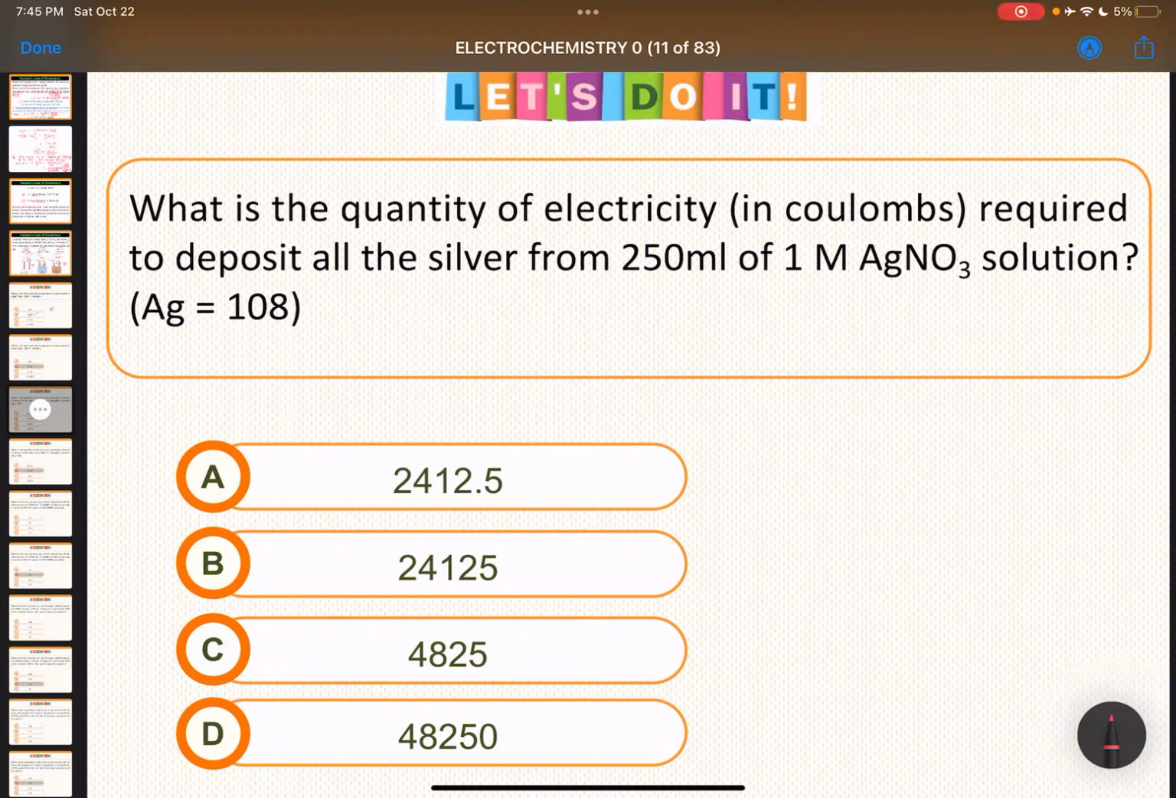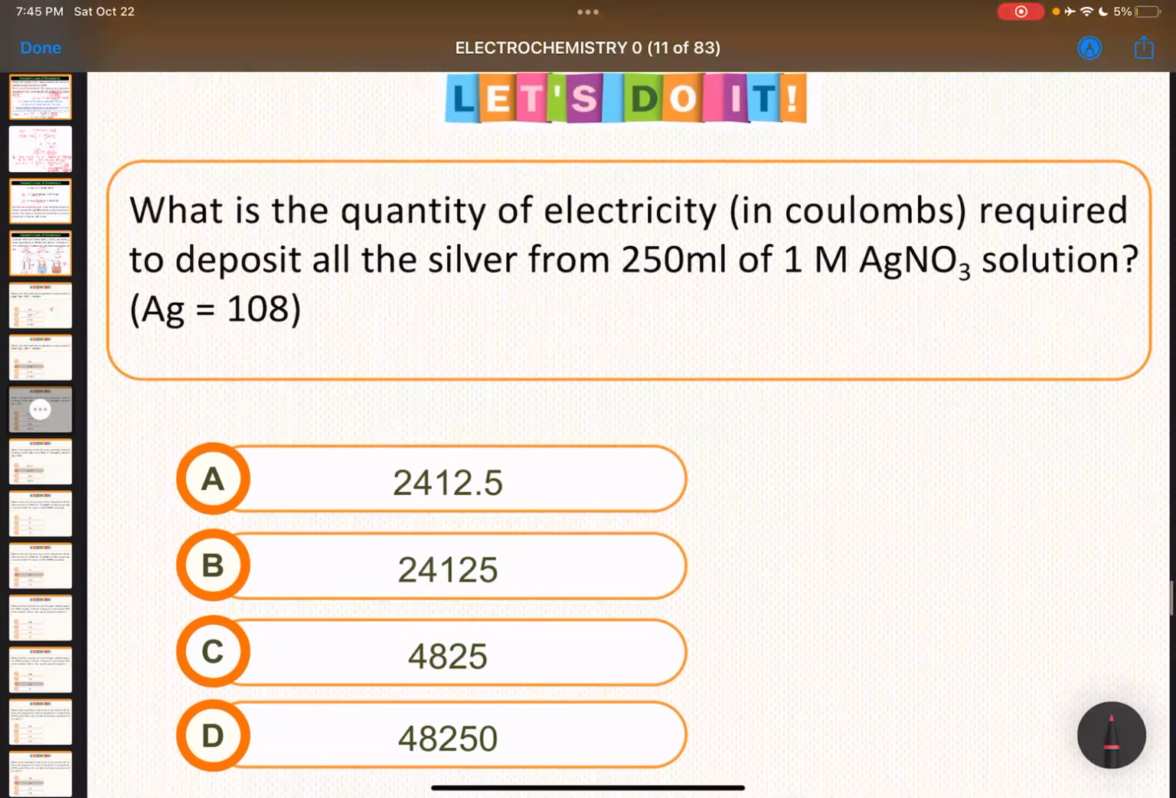Is it clear? So how much silver is deposited? What is the weight first of all, because you need to apply the first law. The first law tells the weight is directly proportional to the amount of electricity passed. So what is the weight? First, can you tell me what are the moles of the silver?